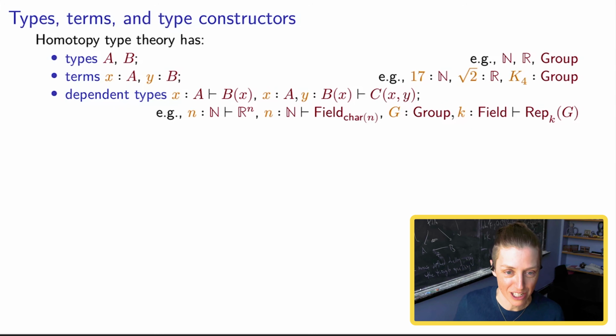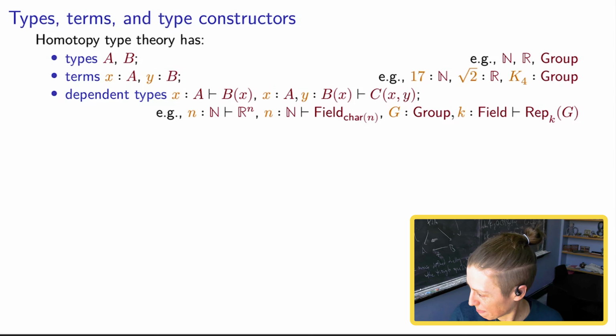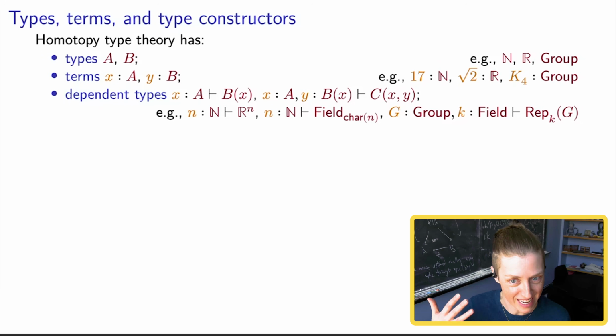Given any natural number, I can form the type R^n, the n-dimensional Euclidean space. Given any natural number n, I can also form the type of fields of characteristic n. I chose this example because there are no fields of characteristic 4, for instance. These only exist in the case of primes. But nevertheless, we can reason about the, in this case, empty type of fields of characteristic 4.